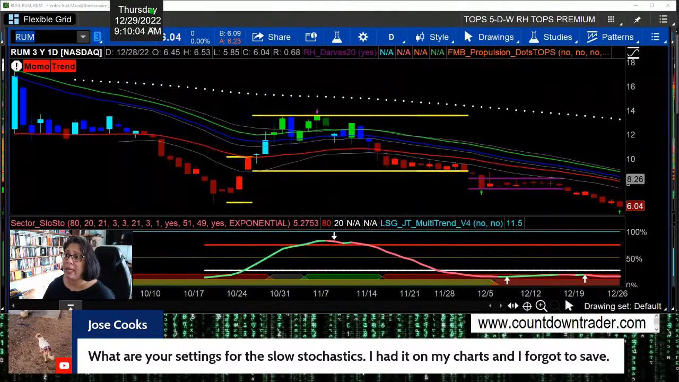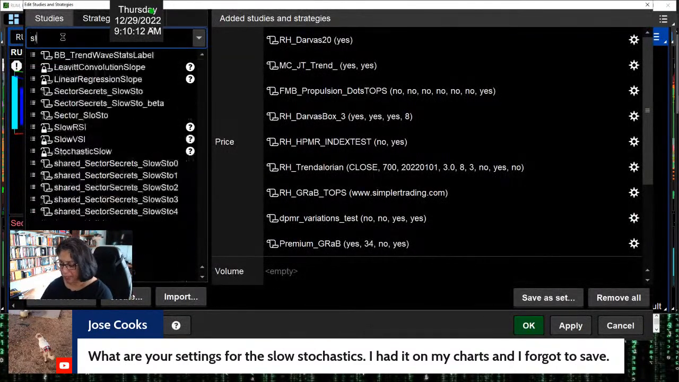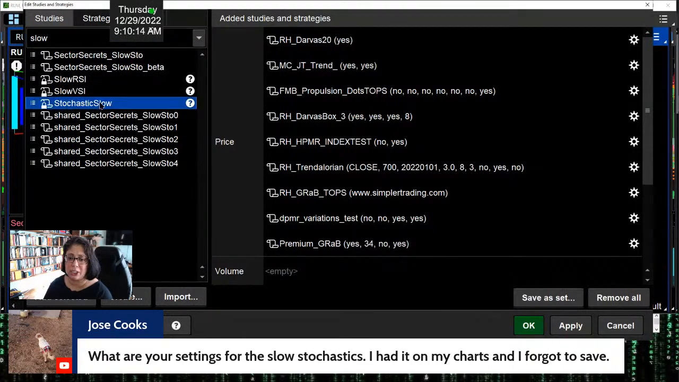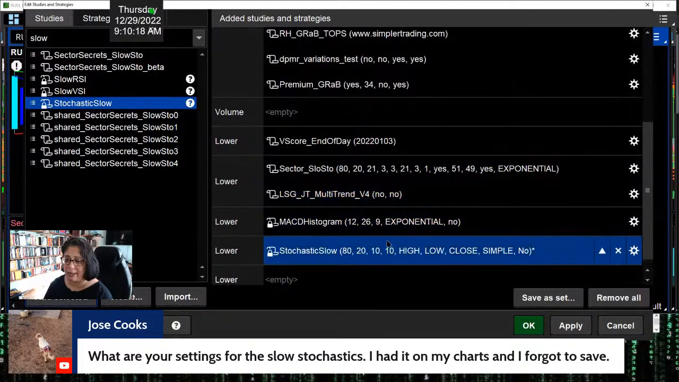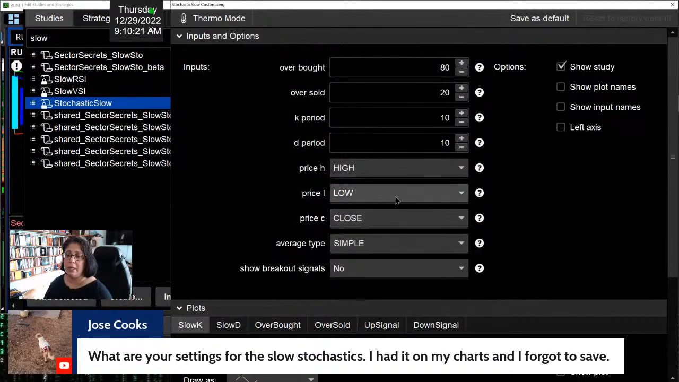All right, what are my settings for the slow stochastic? Oh, sure. So the best way to do this, let me just pull it up on Toss. There's a slow stochastic on just about every platform on the planet. And so let me show you what it looks like. All right, so this is a slow stochastic. It's got to be slow, gang. And these are the settings.